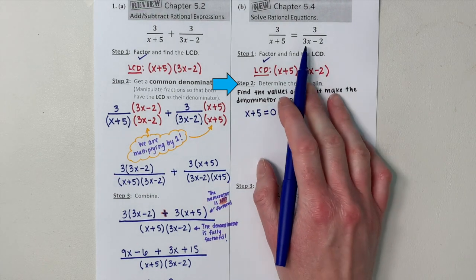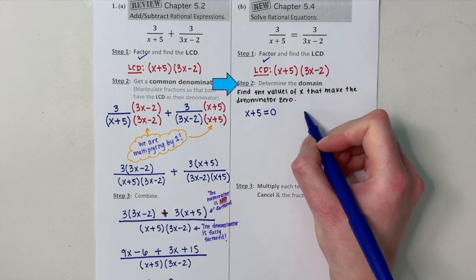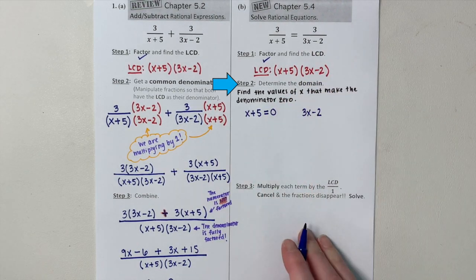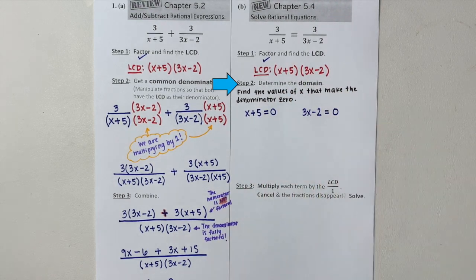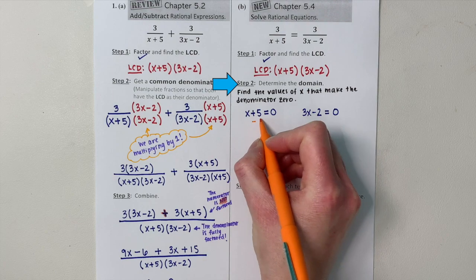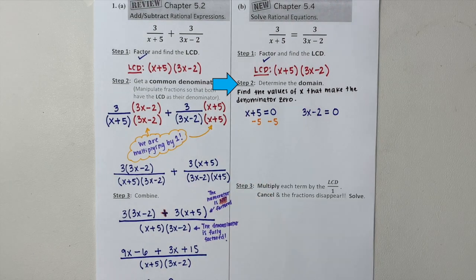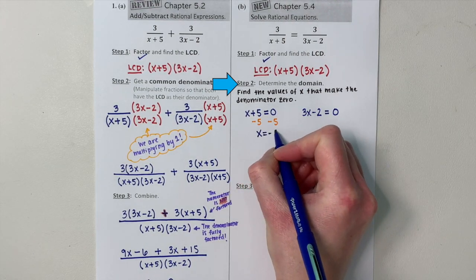We can also look at this other denominator over here, 3x minus 2, and ask ourselves, when does this denominator, 3x minus 2, equal 0? And now we have 2 basic equations that we can solve. To solve this equation, I'm just going to subtract 5 from both sides, and that will leave us with x is equal to negative 5.